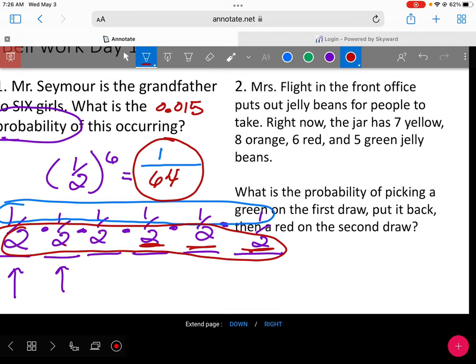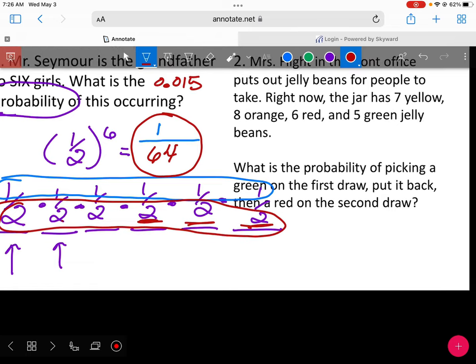Mrs. Flight in the front office puts out jelly beans for people to take. Right now, the jar has 7 yellow, 8 orange, 6 red, and 5 green jelly beans. It says, what is the probability of picking a green on the first draw and putting it back, like I said, and then red on the second draw? What do we have to know before I start putting in some of these probabilities? How many total is it?